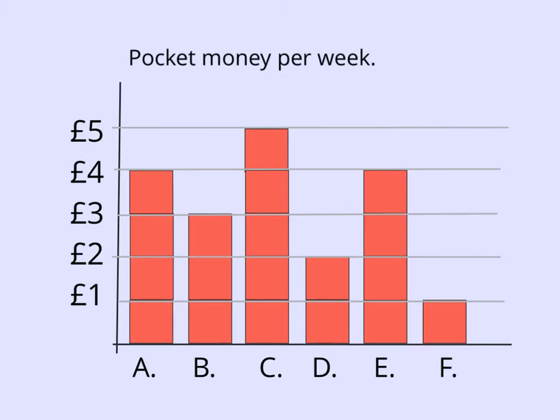So we're going to take a nice easy bar chart. This one is about pocket money per week. We have 6 people, conveniently called A, B, C, D, E, F, and we can see how many pounds pocket money each person receives every week.